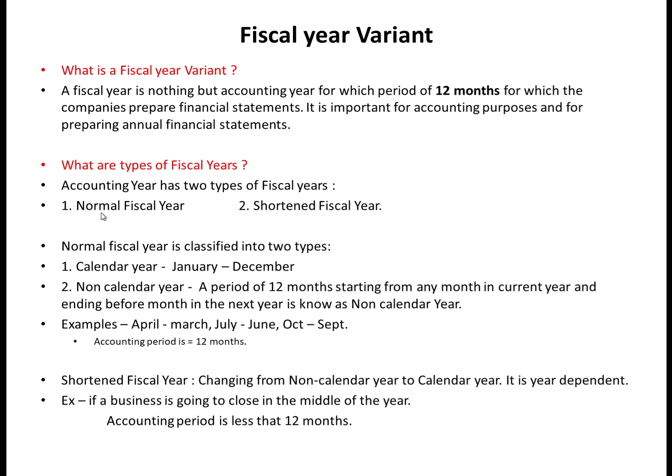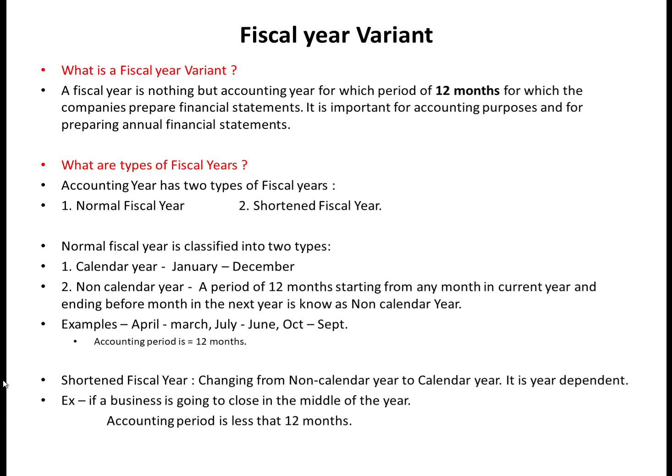Coming to the second type, it is known as the shortened fiscal year. Shortened fiscal year is also known as year dependent, and it is also known as year shift. This is needed because SAP will only accept calendar years, but it does not accept non-calendar years. So in order to change a non-calendar year to a calendar year, we will use this shortened fiscal year.